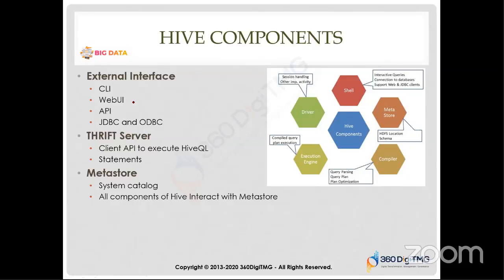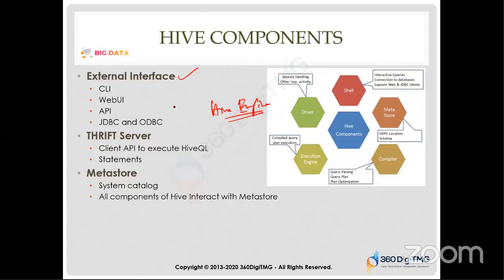So Hive has different components. We can broadly classify them into three parts. Though we don't classify them, it's easy to explain it this way. So you have external interfaces where a client would try to interact with the Hive engine. There is Hive software. We call this the Hive engine. Assume this is the Hive engine.